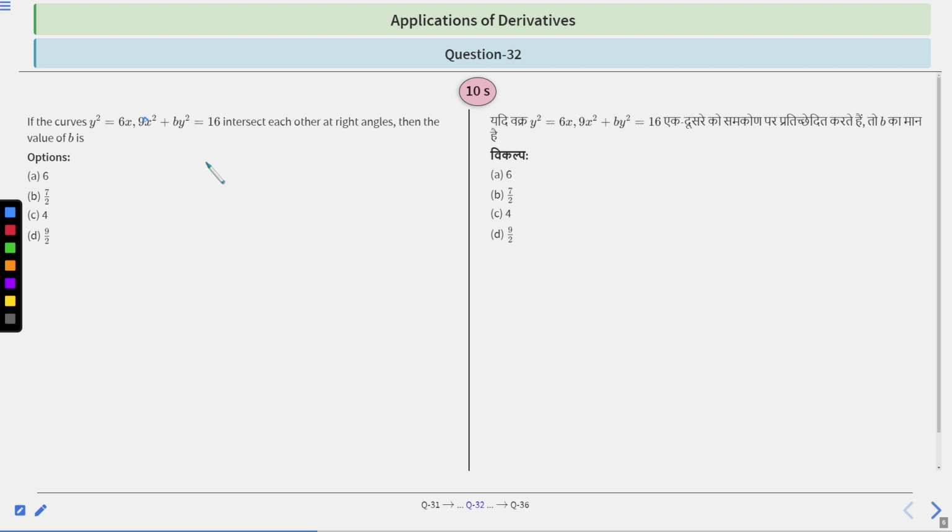So first we can calculate m1 by differentiating this equation throughout, and we can calculate m2 by differentiating this equation throughout. So in this way you can approach this question. Okay, so you have 10 seconds to solve this question. After 10 seconds we will discuss the solution.